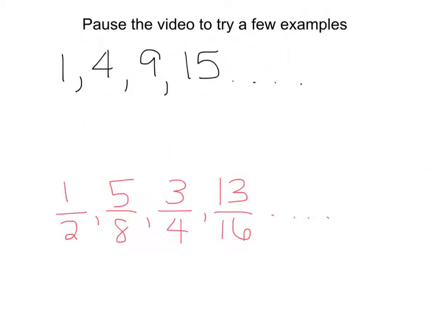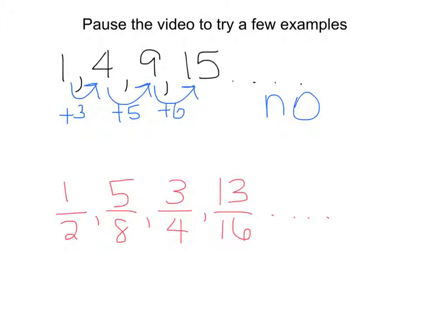Pause the video to try a few examples. The first example is 1, 4, 9, and 15. The relationship from 1 to 4 is plus 3, 4 to 9 is plus 5, and 9 to 15 would be plus 6. So for this example, you would say that this is not an arithmetic sequence because it does not have a common difference. The number is not consistent, so this would be no.